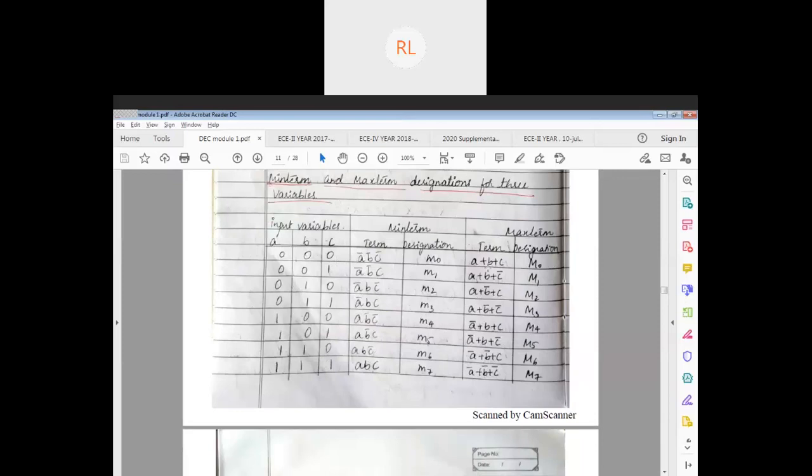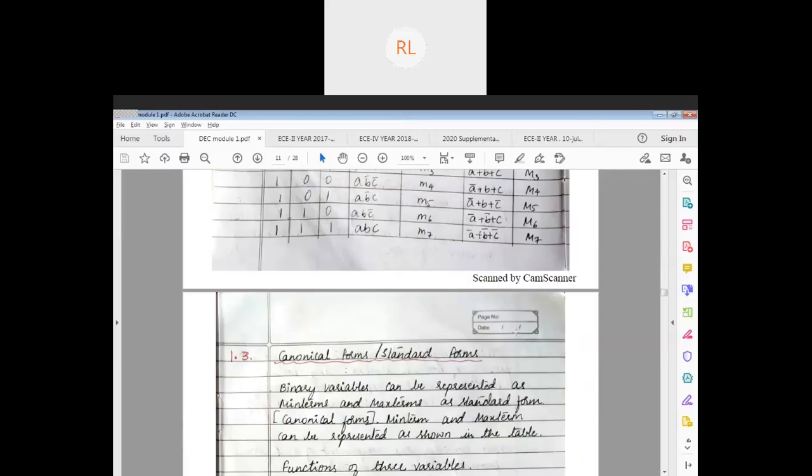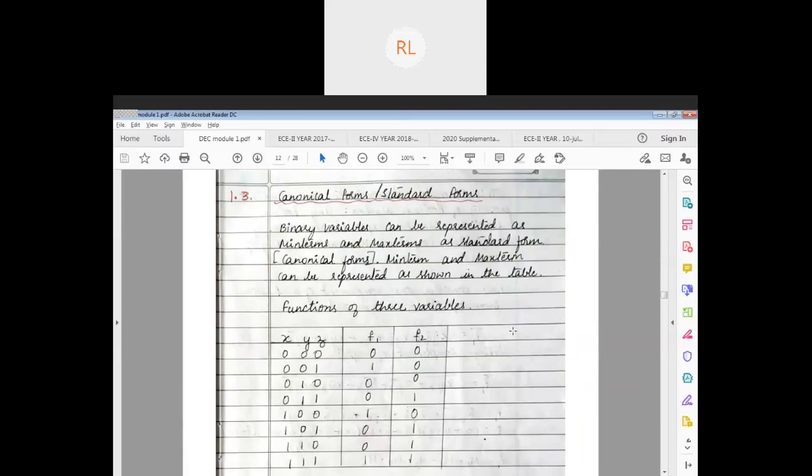So I hope we are clear with these concepts. If there is a bar in a min term, there is no bar in a max term. You can just see, suppose I put a whole bar to this A, B, C. What happens? It becomes A double bar plus B double bar plus C double bar. The double bar gets nullified, so it becomes A plus B plus C. Okay, fine. So continuing our discussion.